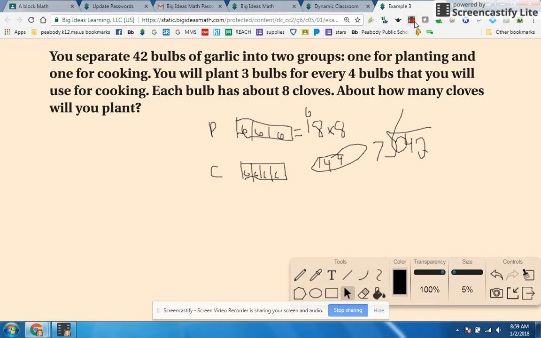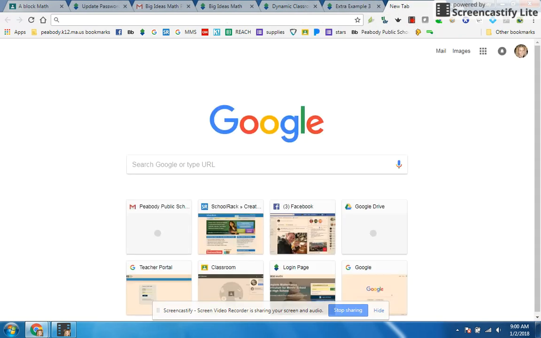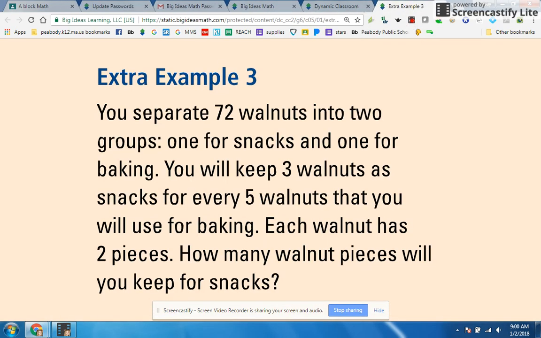Okay, this is going to be the last one, so let's see if you could figure it out. So it says you separate 72 walnuts into 2 groups, one for snacks and one for baking. So that should be the labels for your tape diagram. I put an S for snack and a B for baking. 3 walnuts as snacks, so one of those tape diagrams should be 3 rectangles, and I would label it S for snacks. And then 5 walnuts for baking, so I would do a tape diagram for 5 and label it B for baking. Each walnut has 2 pieces.